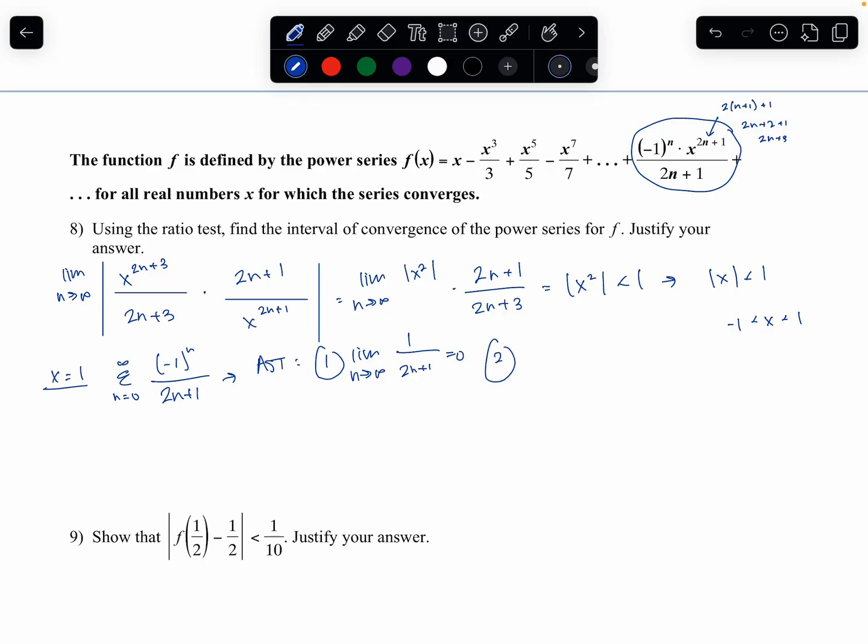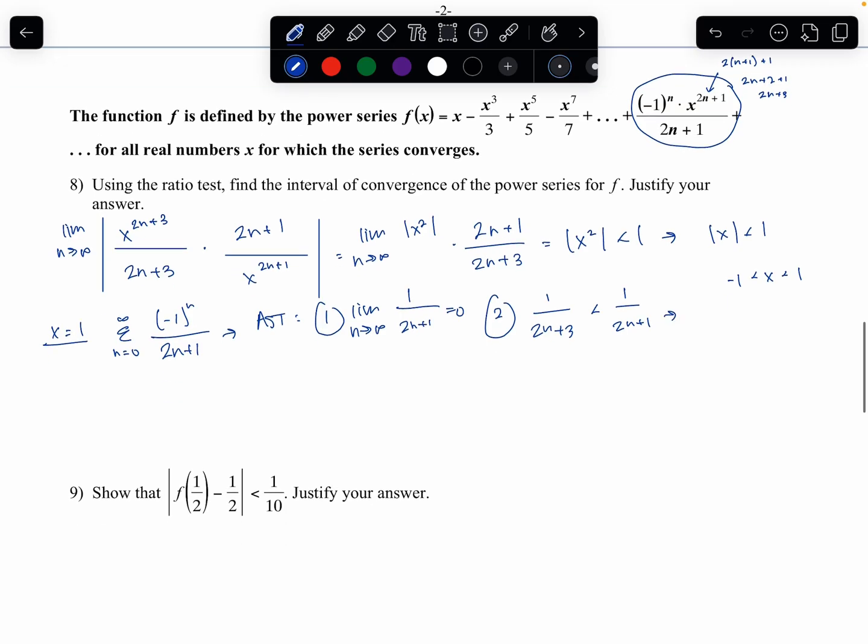2, we have to show that 1 over 2n plus 3, the (n plus 1)th term, has to be less than the nth term, so 1 over 2n plus 1. If you need to do some cross multiplication right here, you can just show that 2n plus 1 is going to be less than 2n plus 3, and that's obviously true, because then you can disregard the 2n, and 1 is less than 3. So yes, the series converges.